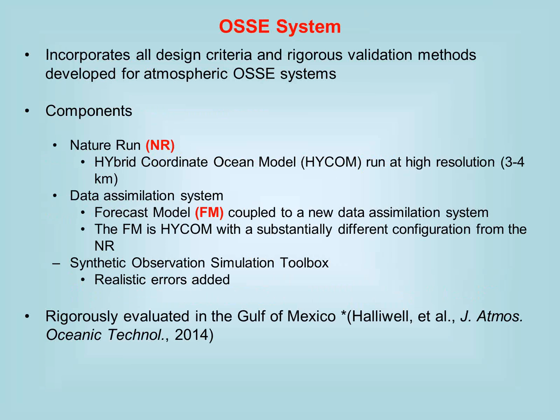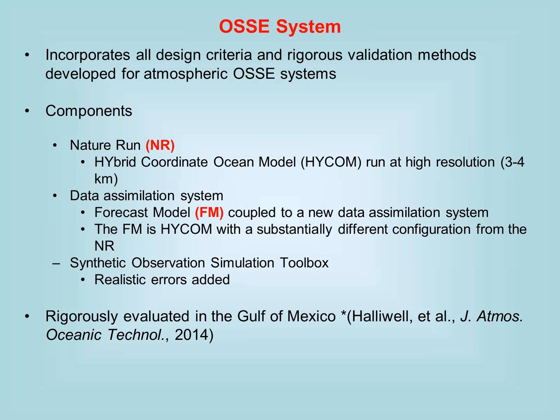The OSSE system that we have incorporates all the design criteria and rigorous validation methods that have been developed for atmospheric OSSE systems. Primary components are the nature run, which is stipulated to represent the quote-unquote true ocean. In our case, it's a HYCOM run, very high resolution, 3 to 4 kilometers in our Atlantic domain. Then the data assimilation system, and the ocean model, which we call the forecast model, is also HYCOM. We have a substantially different configuration from the nature run, so that it behaves very differently from the nature run. That's the key requirement of an OSSE system. And also, an important part of the system is a toolbox to simulate synthetic observations from the nature run. This involves adding realistic errors, the same errors you would actually have in the real observing system in the ocean. You have to simulate that in the samples you take from the nature run.